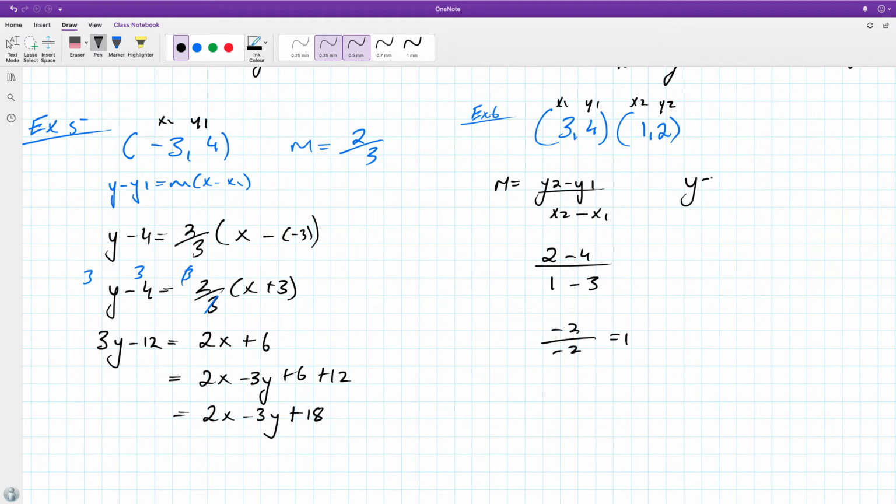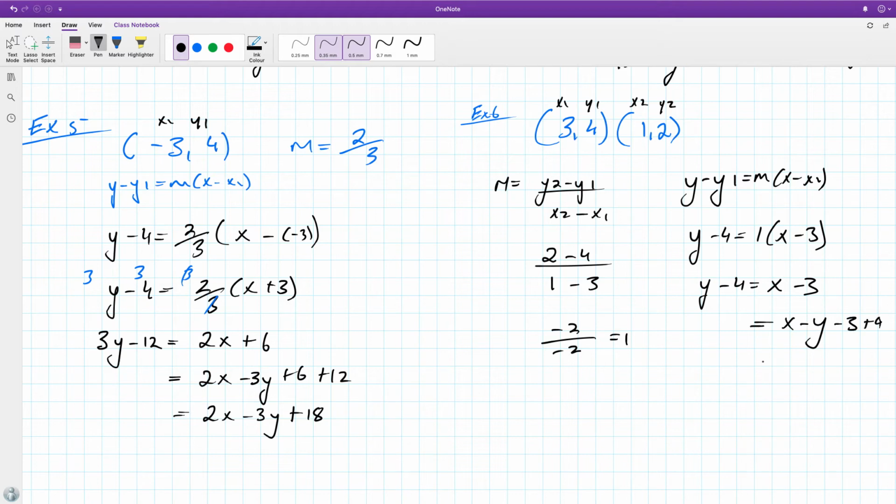We use our formula, y minus y1 equals m times x minus x1. That's y minus 4 is equal to 1 times x minus 3. That's y minus 4 is equal to x minus 3, which gives x minus y minus 3 plus 4, is equal to x minus y plus 1. Good stuff. Right, we'll do another one of those before we jump on again.